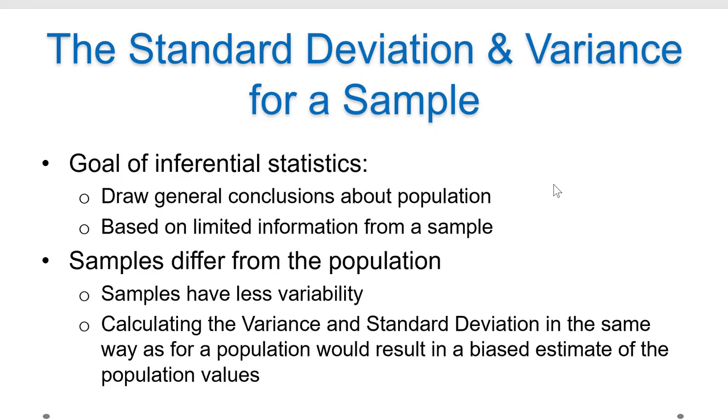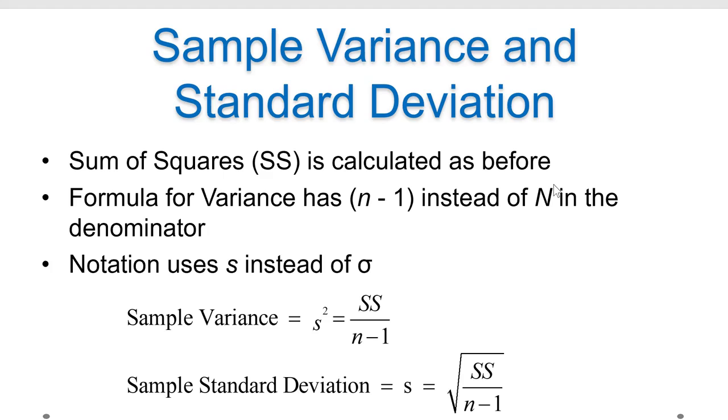For sample variance and sample standard deviation, the sum of squares is calculated in the same way as before. So the numerator stays the same. Our denominator is the only thing that changes here. The denominator changes from nu, number of scores, to n minus 1.